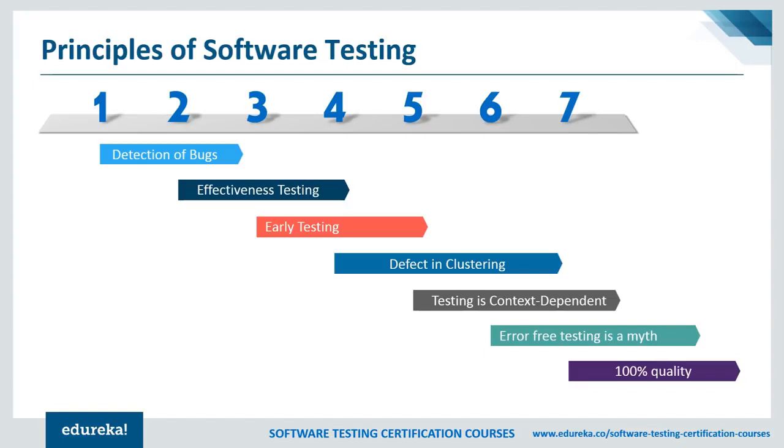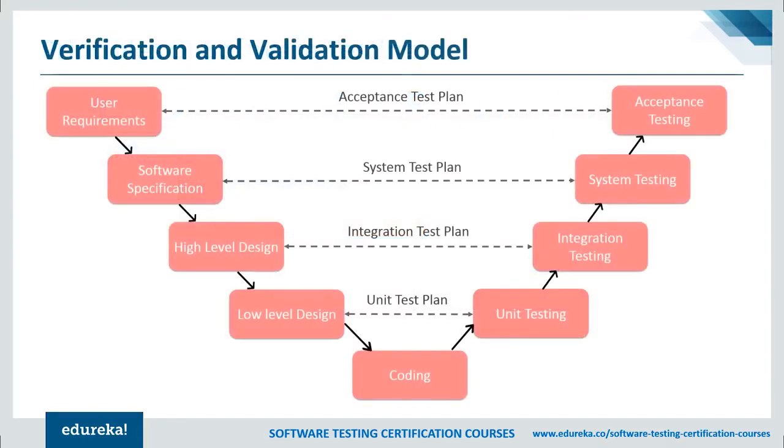Now let's move further and understand one of the most widely used models, that is the verification and validation model. To understand this model, let's first understand what verification and validation are in software. First, verification. Verification is a static analysis technique. In this technique, testing is done without executing the code. For example, you can say inspection, walkthrough, reviews, etc.